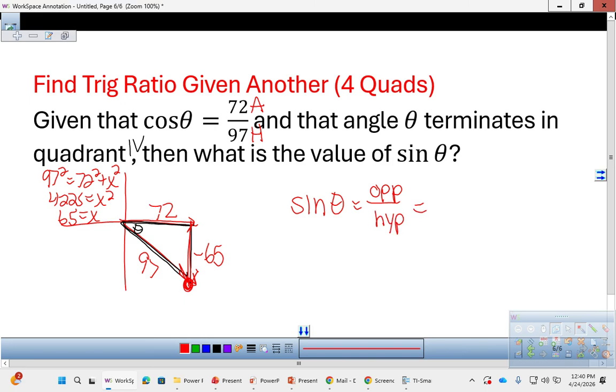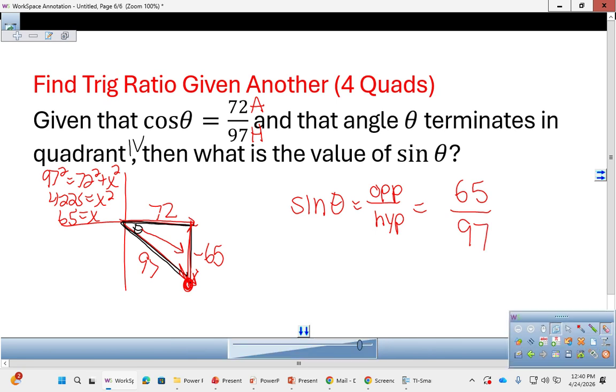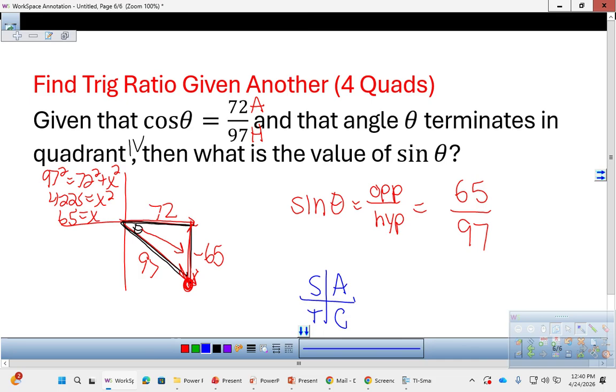So the opposite is going to put me at negative 65, and the hypotenuse is 97. Now, if you didn't catch the negative 65 and you just have 65 over 97, well, then you can take into account "all students take calc." And we're in quadrant 4, which tells me that sine is negative, cosine is positive, tangent is negative.